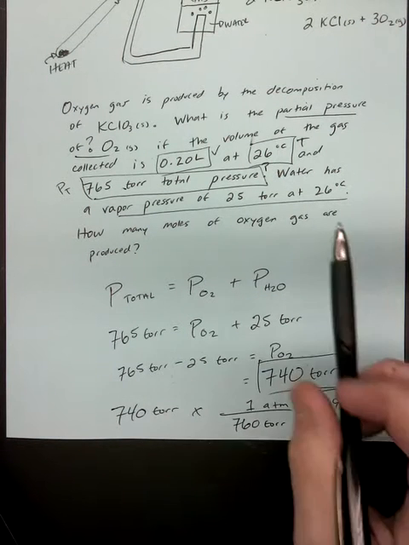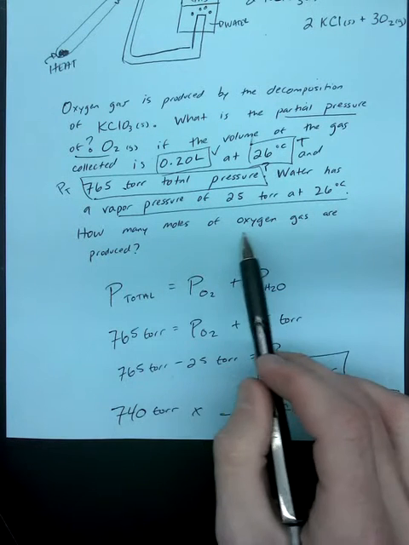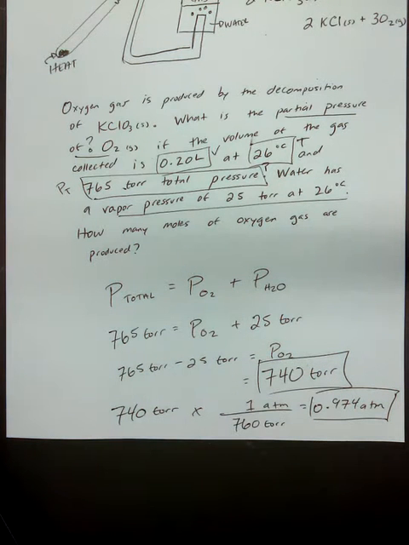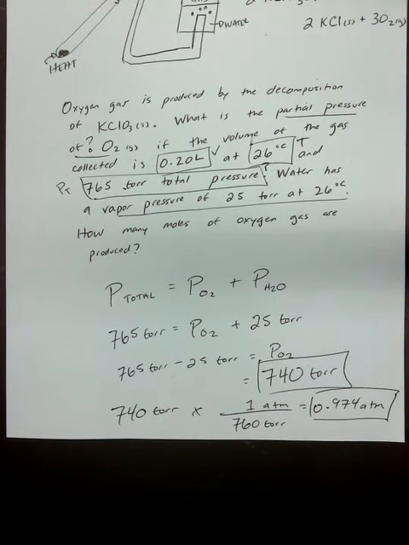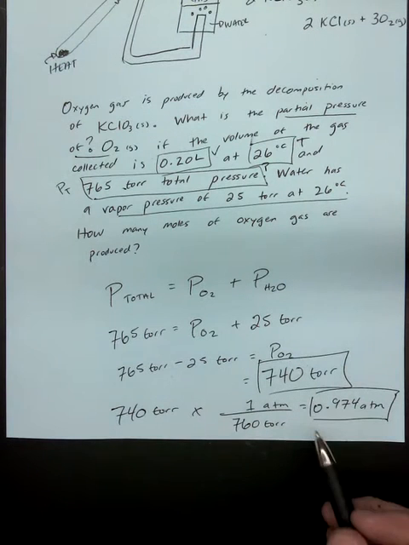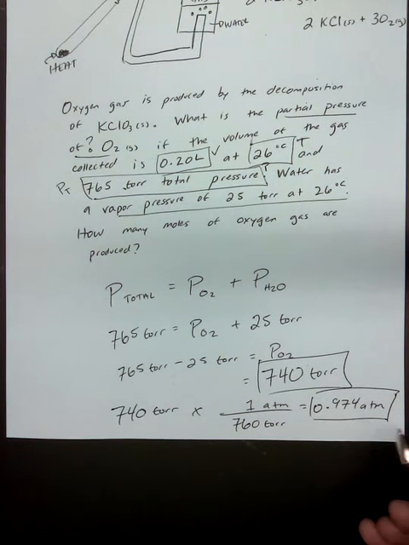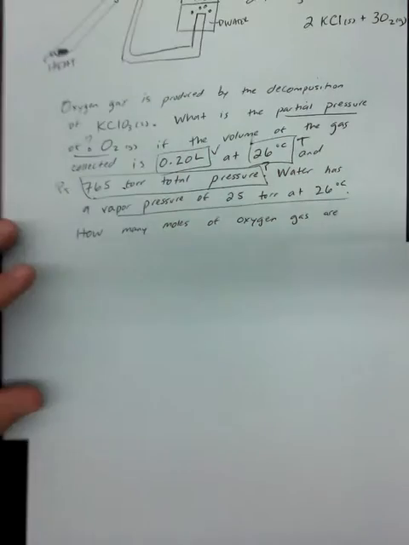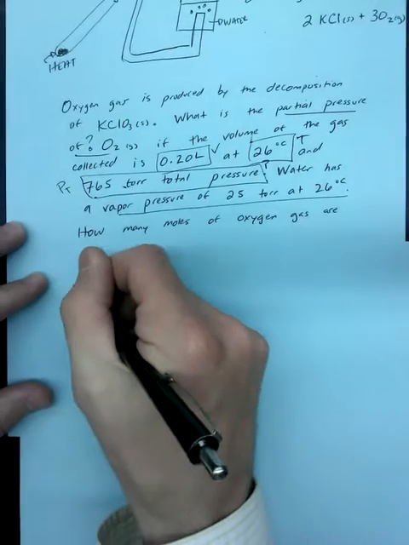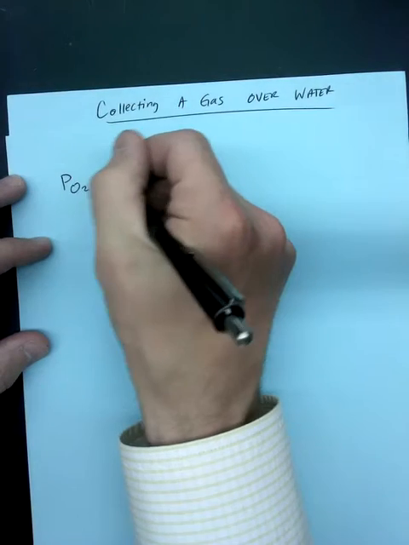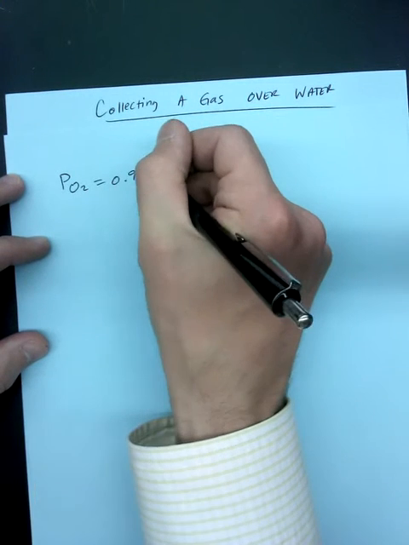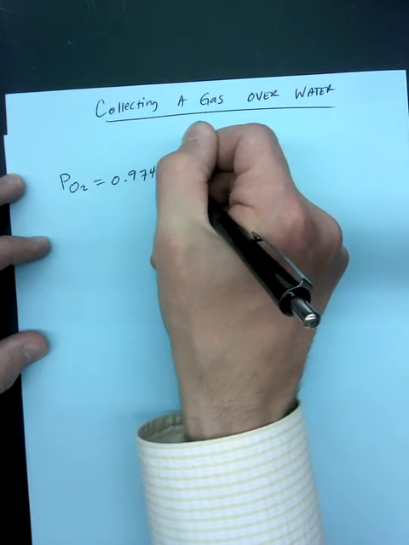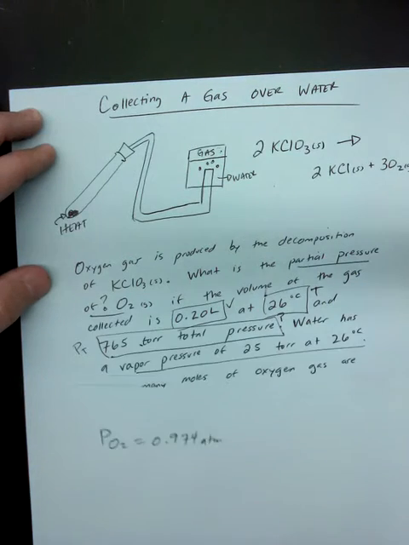Now, I put in another question here. How many moles of oxygen gas are produced? That's something we'll have to figure out in our lab. So we just figured out the partial pressure of oxygen. I'm going to use that now in ATM to answer this question of how many moles of oxygen gas are produced. Okay, so I know the pressure of oxygen is 0.974 ATM.